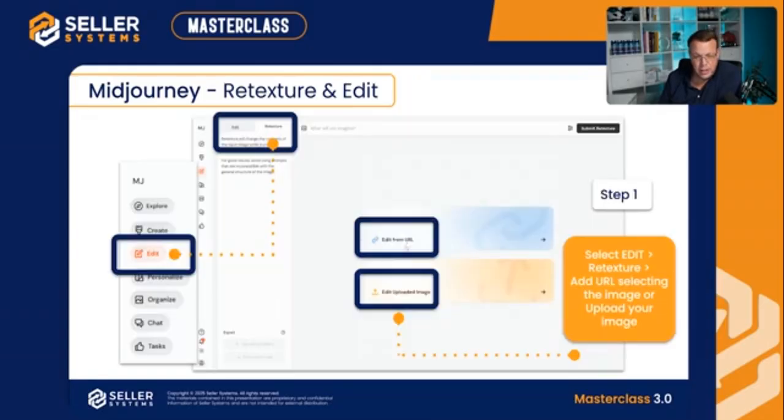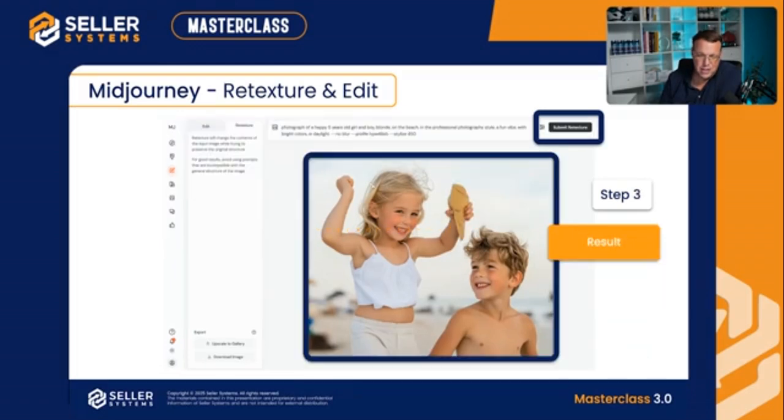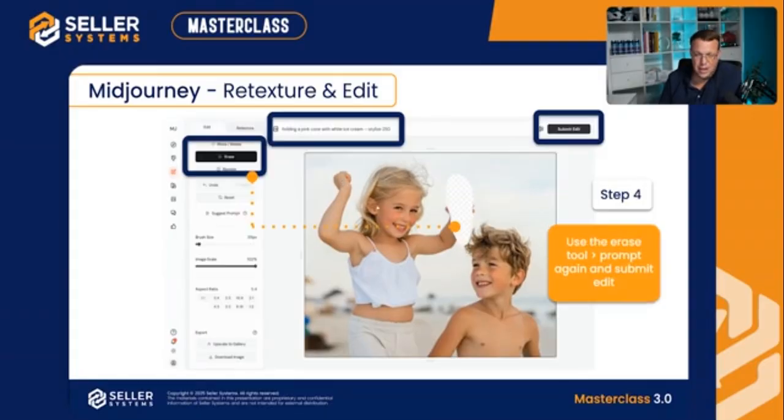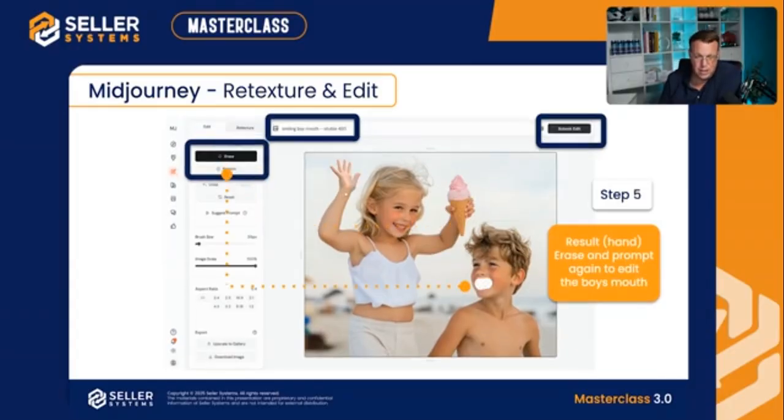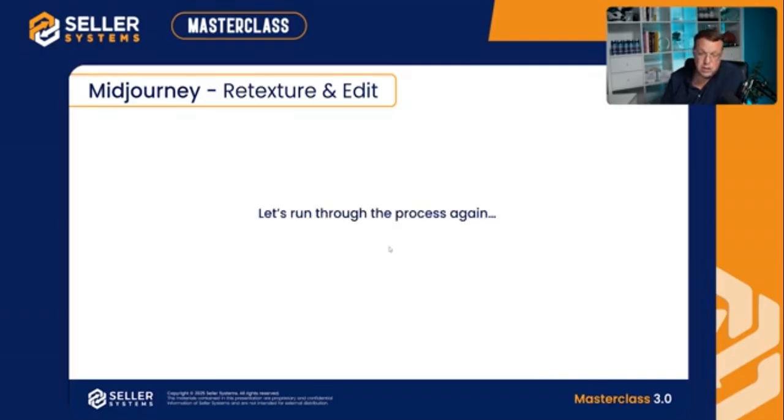So you can edit. This is basically how you do it. We have a whole class on this in the Inner Circle as well, that was led by our designers. You can erase. What I like about this as well is that you can use the erase prompt again and submit, edit. So we don't like that she's holding this, right? And so we can erase her hand. You can have it redo a singular area of the image and it leaves everything else the same. That's why I like Midjourney. It's really good at that process as well.